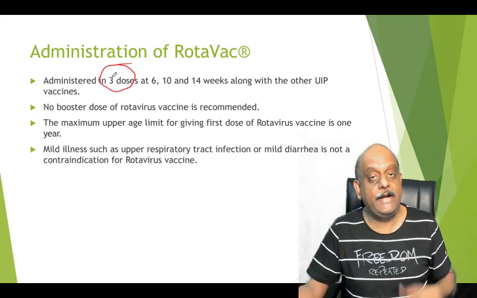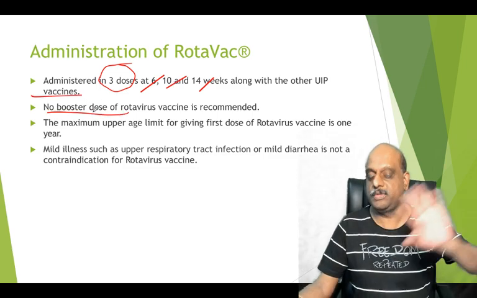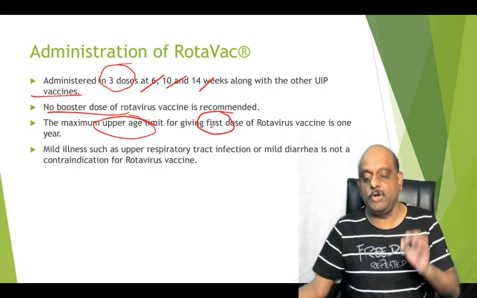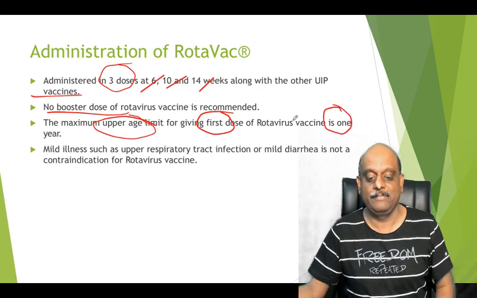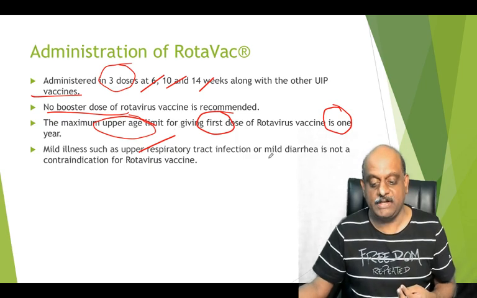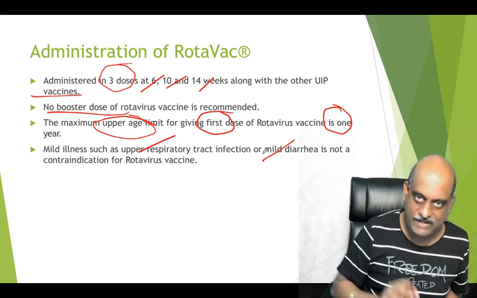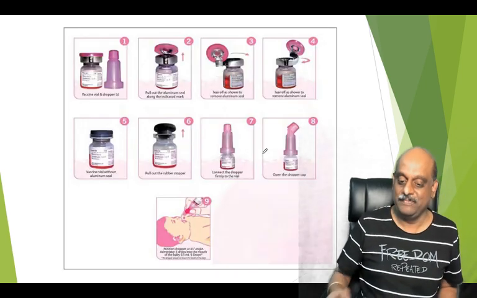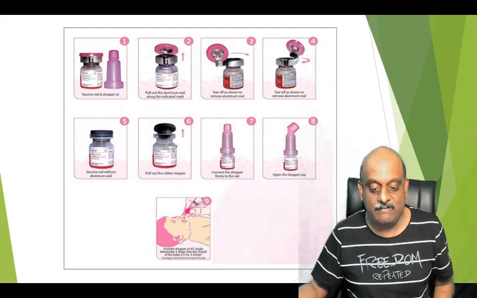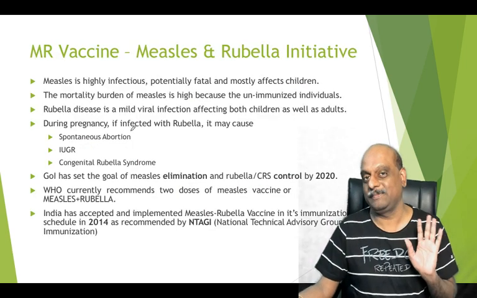Now, you give it in 3 doses, at 6th, 10th, 14th week along with other UIP vaccines. No booster dose is required. The maximum upper age limit for giving the first dose of the rotavirus vaccine is 1 year. And if there is any mild upper respiratory infection or mild diarrhea, they are not contraindications for the rotavirus vaccine, is what you have to ultimately remember. So doctor, you are not going to forget, there is a vaccine vial monitor, it is very heat sensitive, all these things you should be very sure.